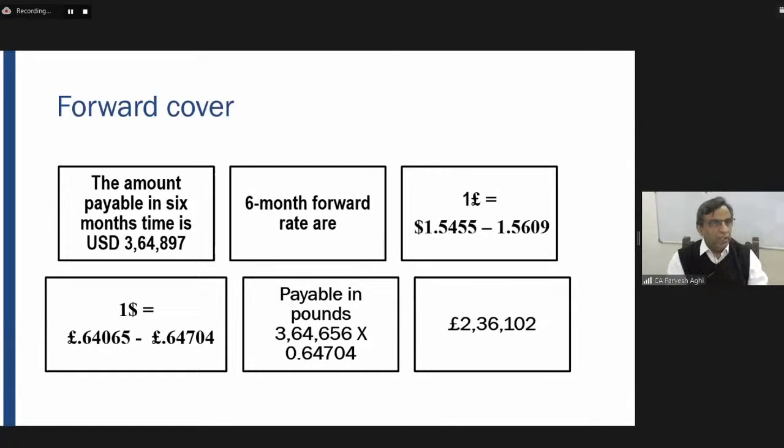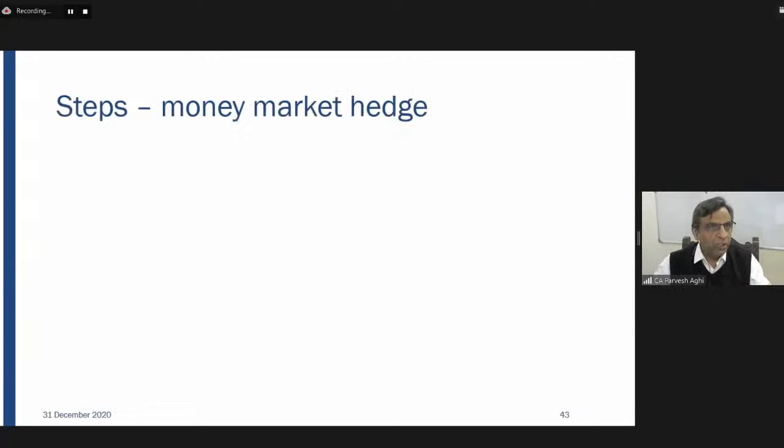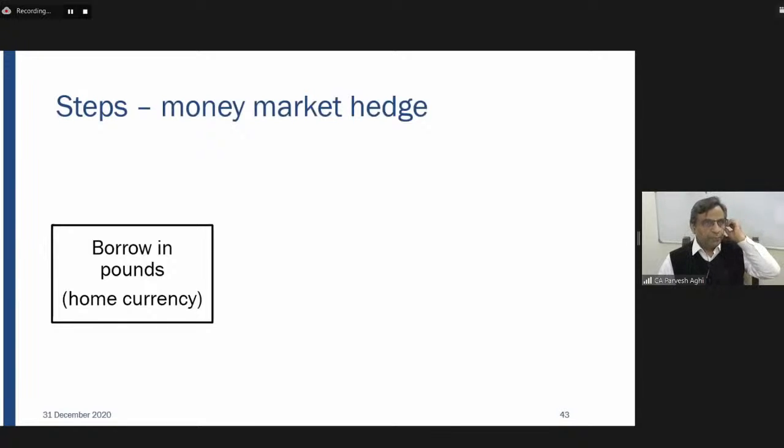So now let us see in money market hedging, how much is the total flow? If that is less, then we'll go for the money market hedging. If that is higher, then we go for the forward cover. So first part of our question is solved. So second part, which is the money market hedge.